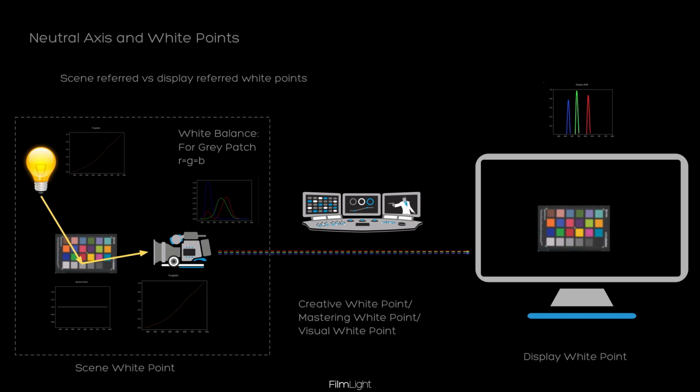Important is that after the white balance, the scene-referred values are identical for red, green and blue for the reference patch, no matter what the actual white point on set was. In our example, it was a tungsten light source with maybe 3000 Kelvin. The white point on set is essential for the white balancing operation, but once it is white balanced, we can forget about the actual white point on set.